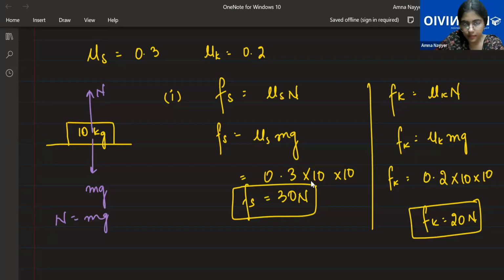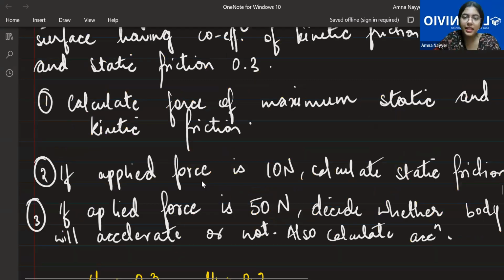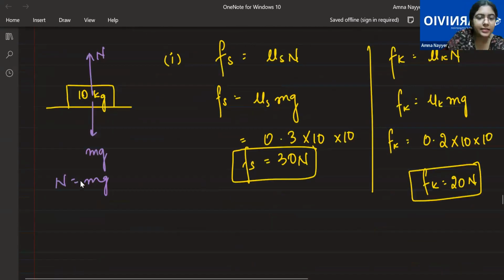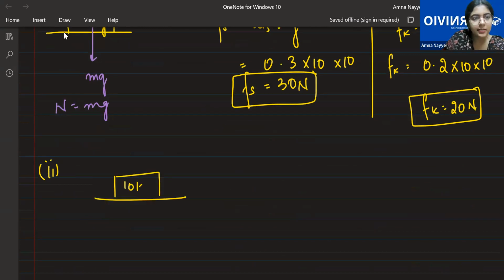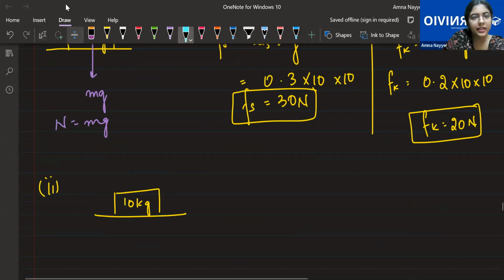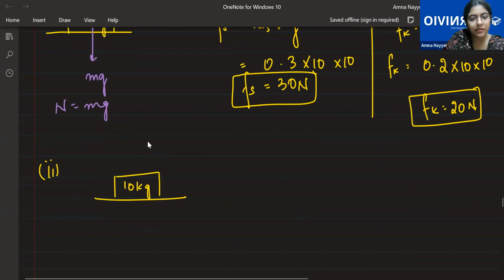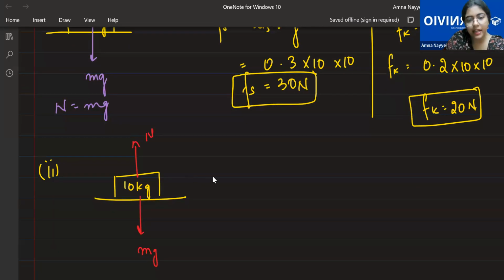Yes, ma'am. Look, the second part says if the applied force is 10 Newton, you have to calculate the static friction. Let's say this is the body of mass 10 kg. The FBD turns out to be that here we'll have the normal reaction, downwards we'll have mg, and the applied force is equal to 10 Newton. On the back side, we'll have the static friction force.